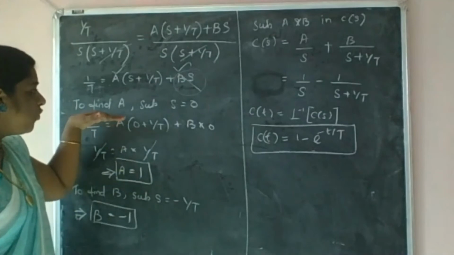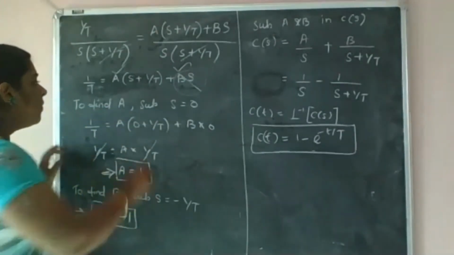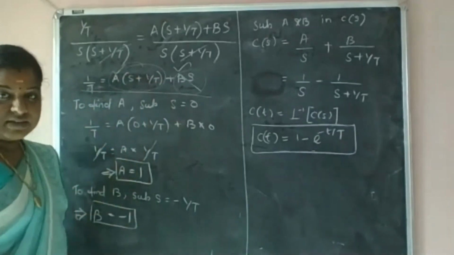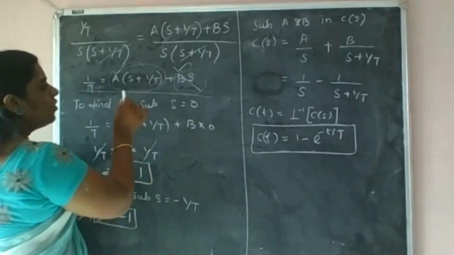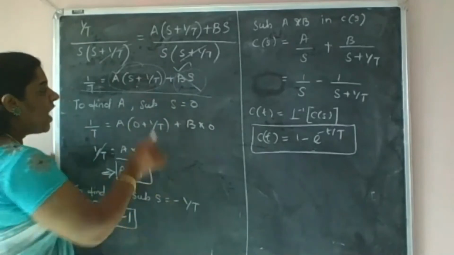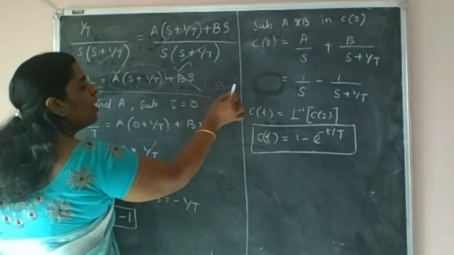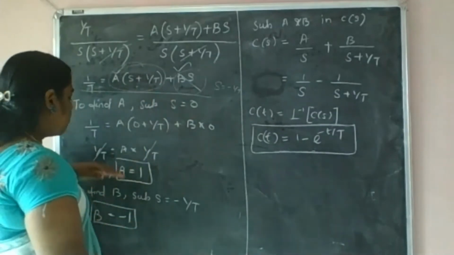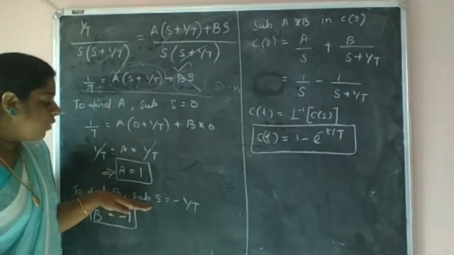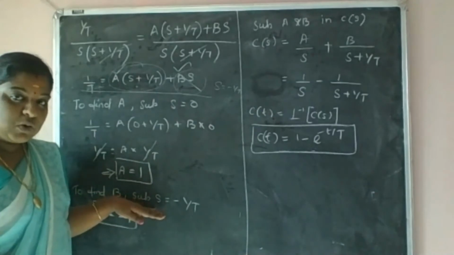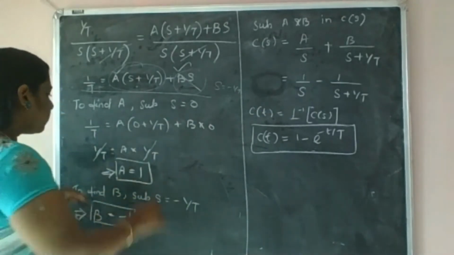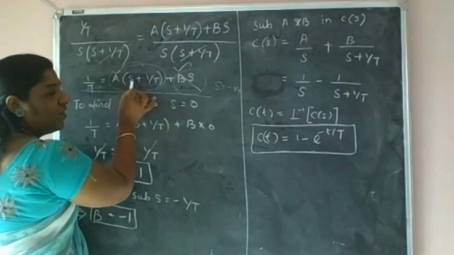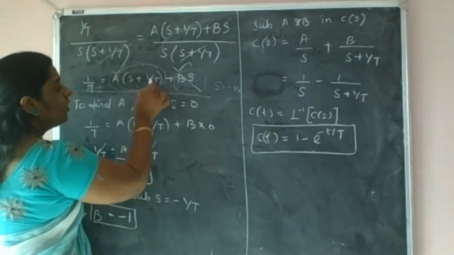Next we have to find the value of B. To find B, we have to make the A term 0. For that, we substitute the value of s equal to minus 1 by t, so minus 1 by t plus 1 by t gets cancelled. So we will get 1 by t is equal to A into minus 1 by t plus 1 by t, so the whole term becomes 0.